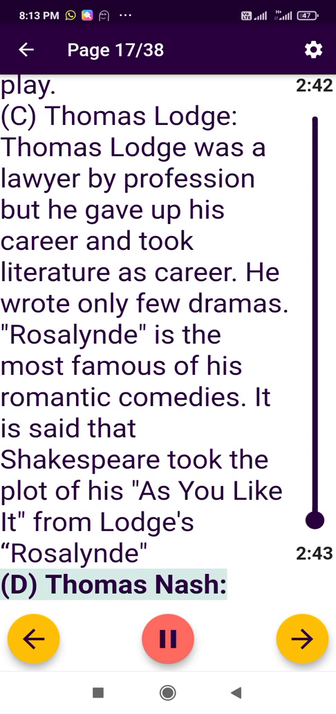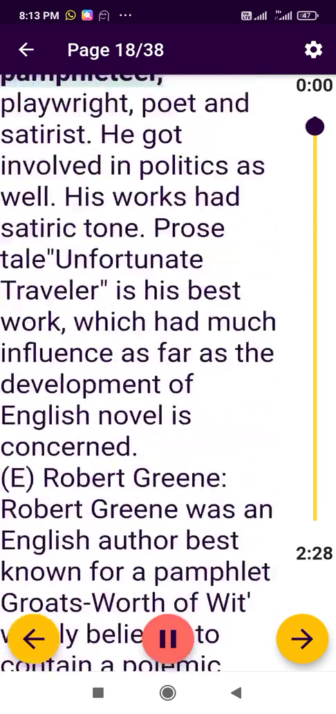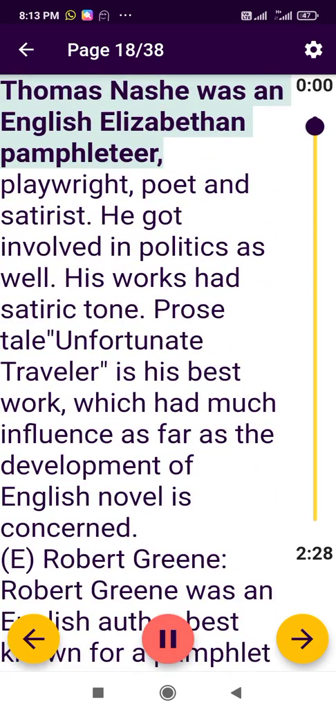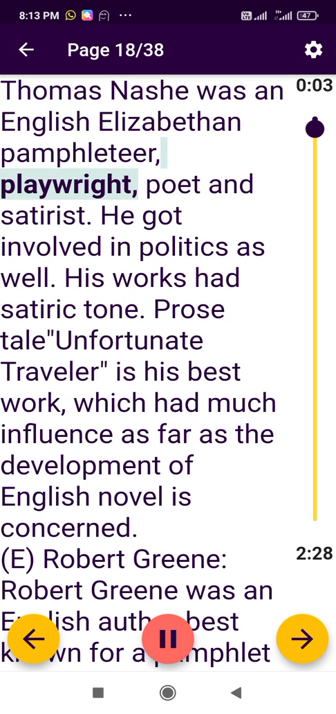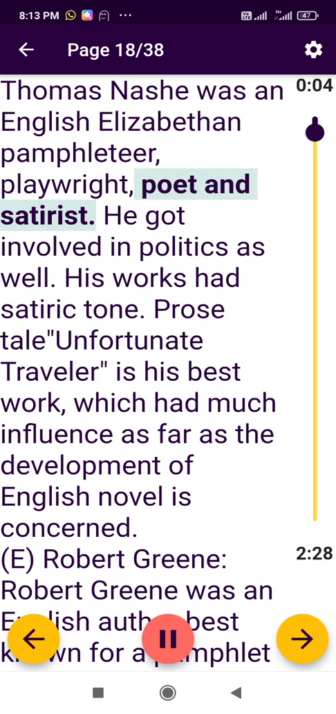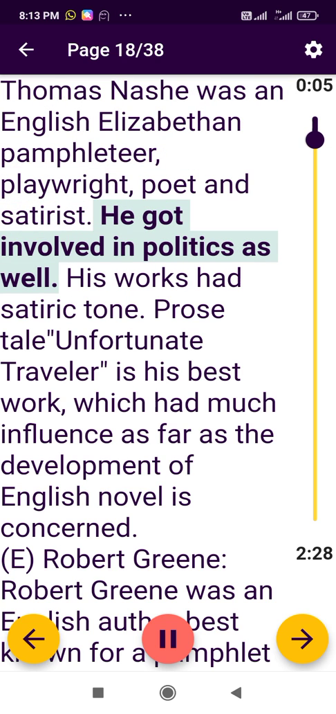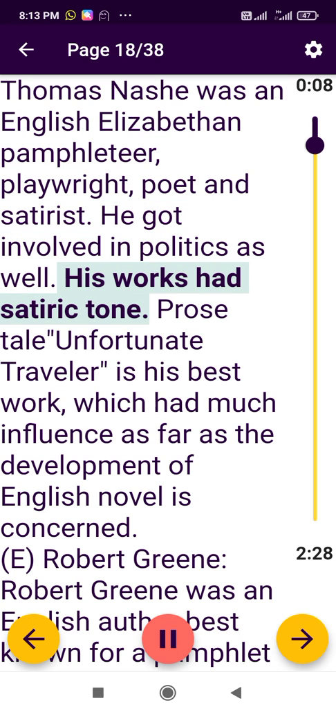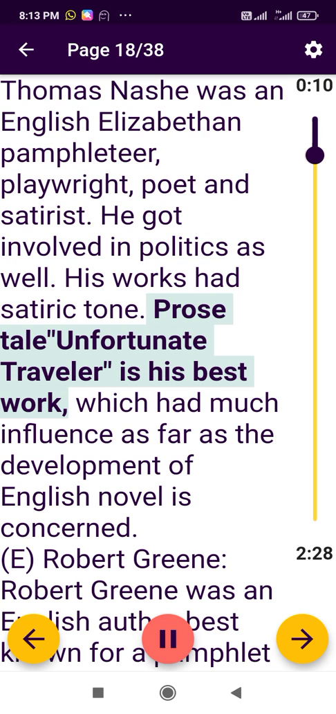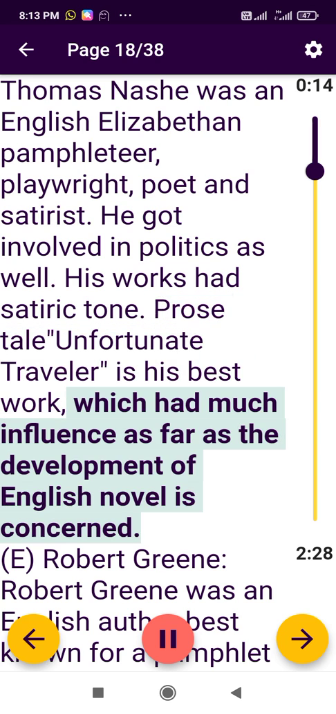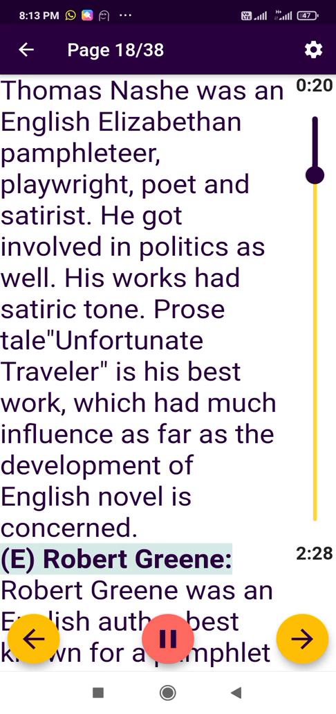D. Thomas Nash. Thomas Nash was an English Elizabethan pamphleteer, playwright, poet and satirist. He got involved in politics as well. His works had a satiric tone. The prose tale, The Unfortunate Traveller, is his best work, which had much influence as far as the development of the English novel is concerned.